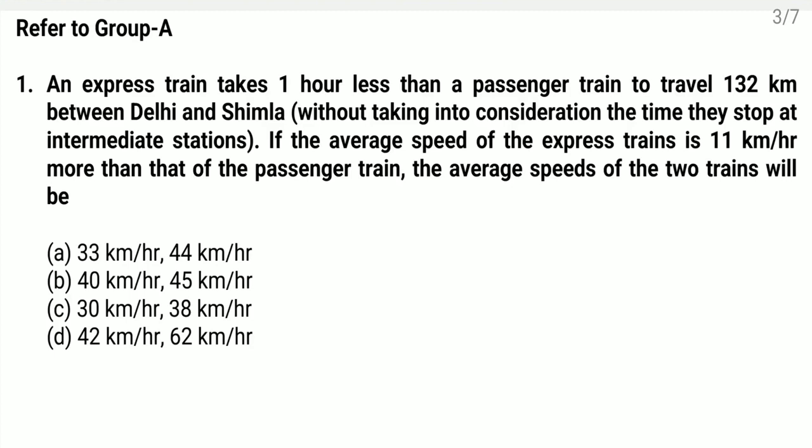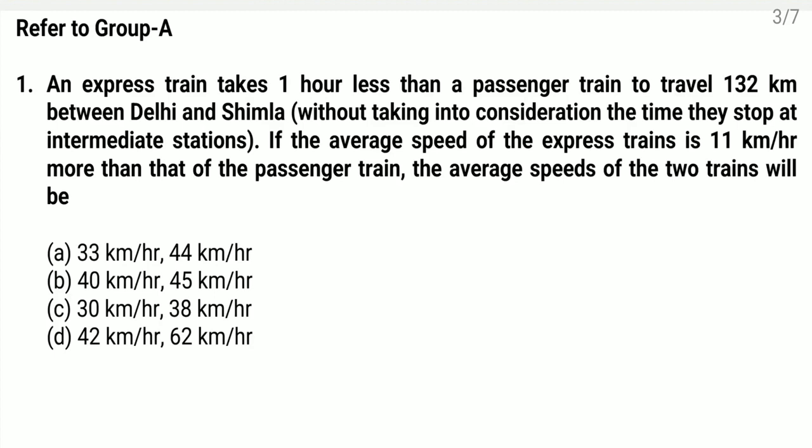Now we need to find out the average speed of both the trains. I don't know the speed of the passenger train. So let us consider the speed of the passenger train to be x km per hour. So the express train speed will become what? x plus 11 km per hour.